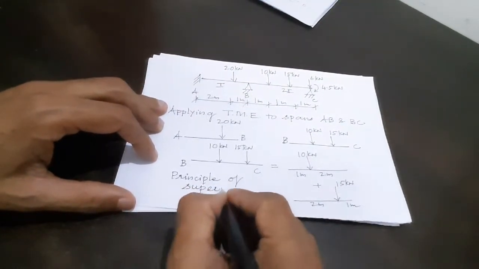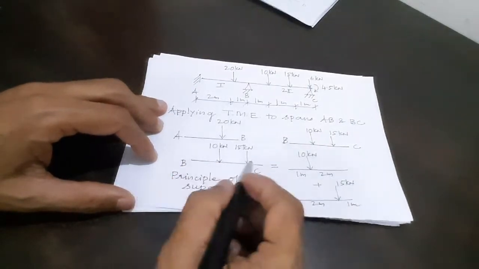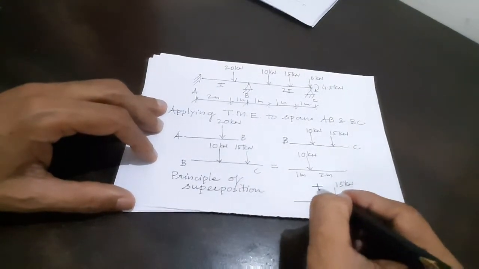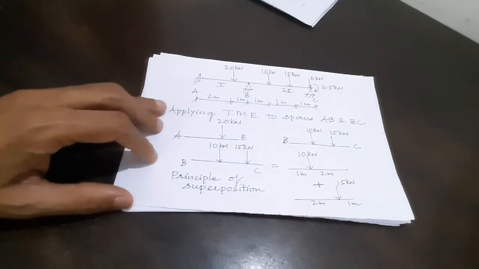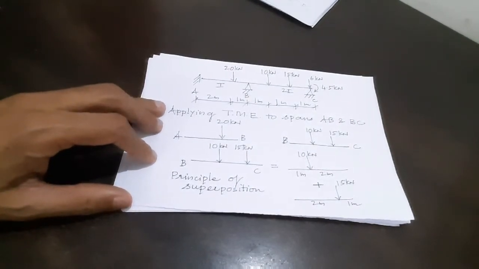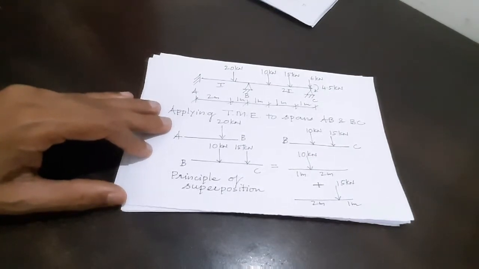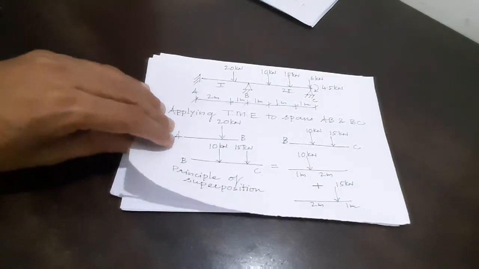This is called the principle of superposition. BC has two loads acting on B, which are considered as the addition of the effects of the individual loads. When a number of forces are acting on the structure, the principle of superposition says the total effect is equal to the addition of the individual effects.